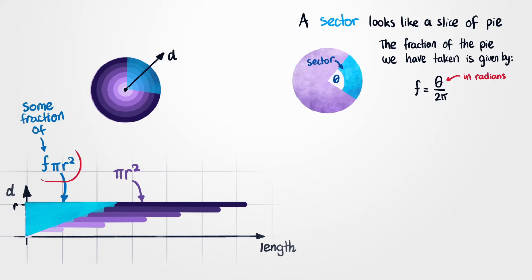Now, as we said earlier, the area of our sector is just given by f pi r squared. So therefore we can write, and after crossing off the pi's, we get that the area of the sector is just theta on 2 r squared.